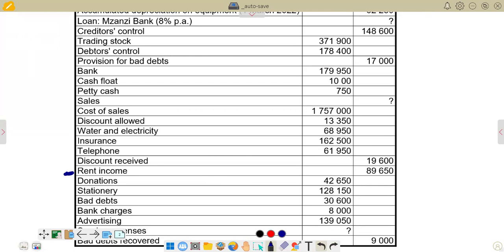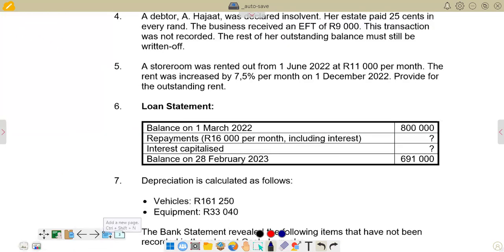So we are going to check in the additional information if we have got any adjustment of rent income. If you don't have, we just put the figure that we have in the list of balances. But if you come here, you'd see that we have got something that is explaining about rent income. It says a storeroom was rented out from 1 June 2022 at 11,000 rand per month. The rent was increased by 7.5% per month on 1 December 2022, provide for the outstanding rent.